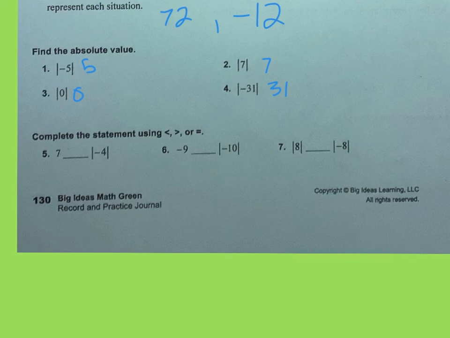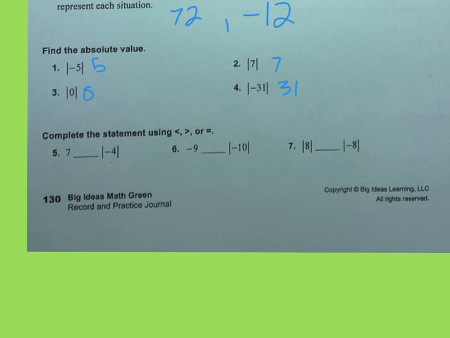Okay, number 5, 6, and 7 here. Complete the statement using less than, greater than, or equal to. So it's 7, and remember, this is an absolute value of negative 4, which is 4. So which one's bigger? Well, 7 is greater than 4. The next one, we have 9 and the absolute value of negative 10. So remember, how far away is negative 10 from 0? Well, it's 10. So 10 is greater. This one is 8 and this one is 8. They're both 8s. So they're equal. Okay, so not too difficult on that practice.